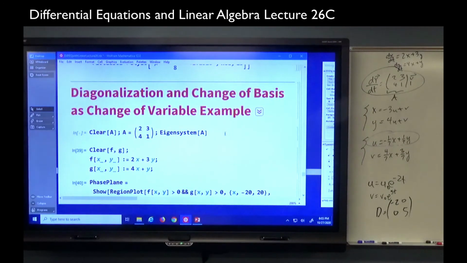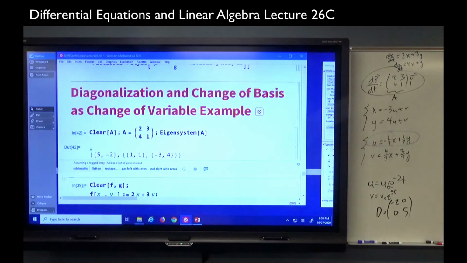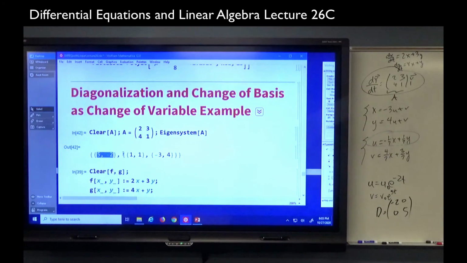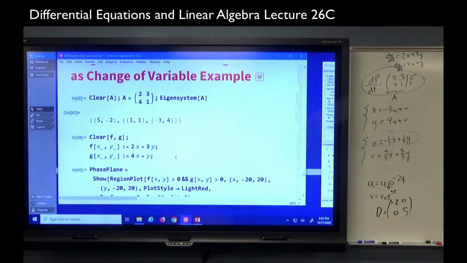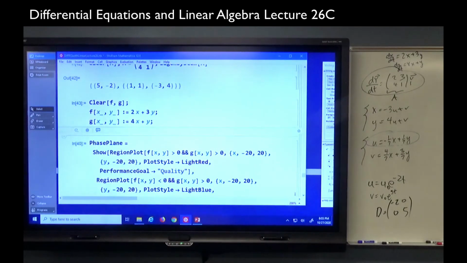So here's our matrix A. Here's the eigensystem. Eigenvalues are 5 and negative 2. (1, 1) goes with the eigenvalue 5. (1, -3/4) goes with the eigenvalue negative 2. Here are my right-hand side functions to help me draw null lines.